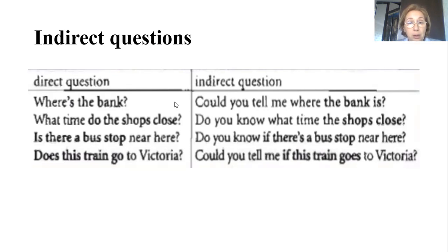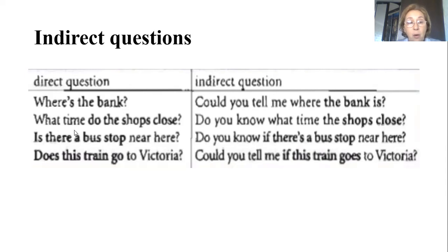If we use the indirect question, we start it with, could you tell me? And then we make changes in the order of words. Where the bank is, we move is to the end of the sentence, to the place after the noun. So this is the change we need to make.